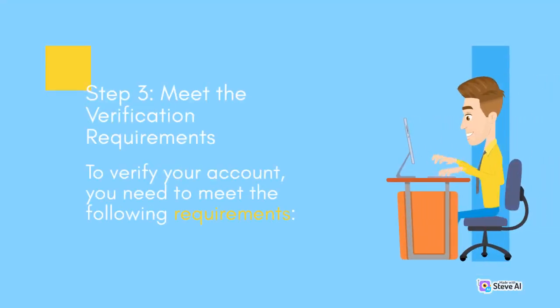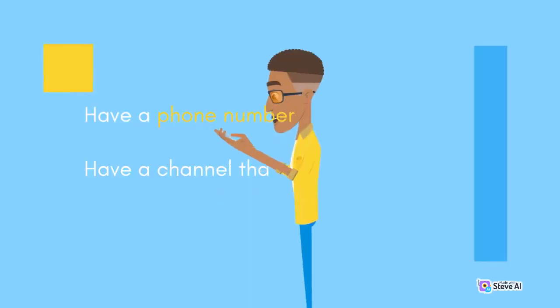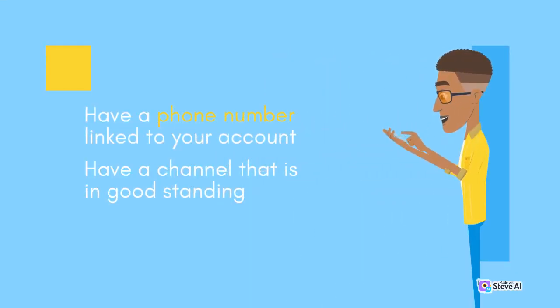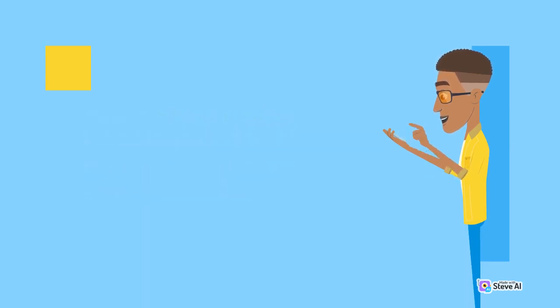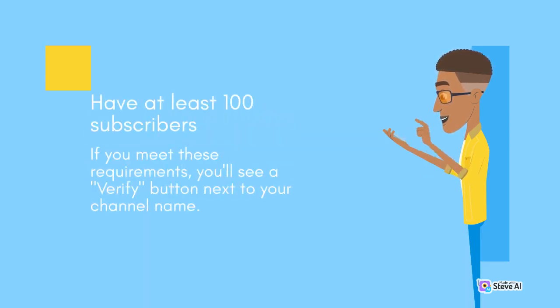Step 3. Meet the verification requirements. To verify your account, you need to meet the following requirements. Have a phone number linked to your account. Have a channel that is in good standing. Have at least 100 subscribers. If you meet these requirements, you'll see a Verify button next to your channel name.